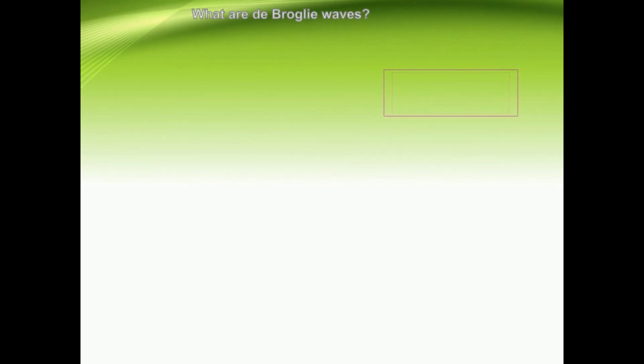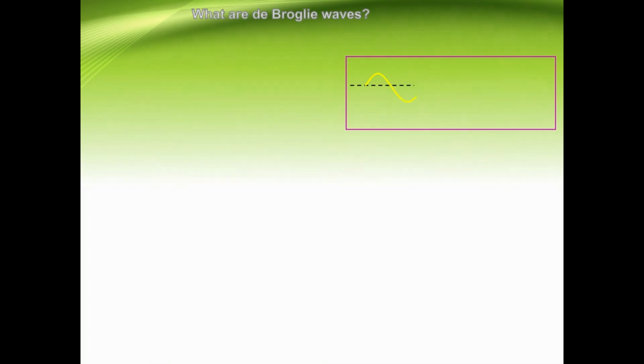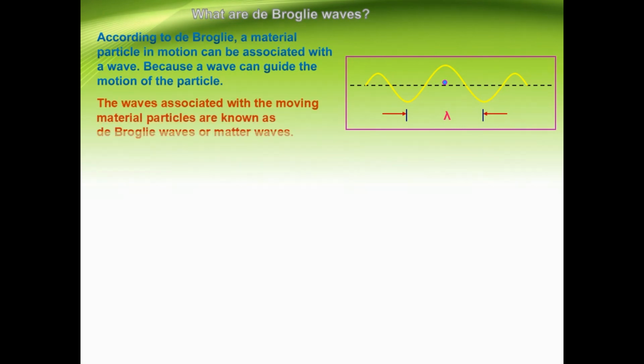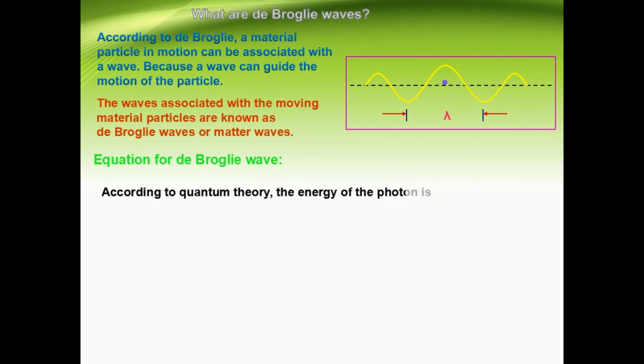Let us understand. According to de Broglie, a material particle in motion can be associated with a wave, because a wave can guide the motion of a particle. These waves are known as de Broglie waves or matter waves. Equation for the de Broglie wave: according to quantum theory, the energy of a photon E is equal to hv, which is also equal to hc by lambda.